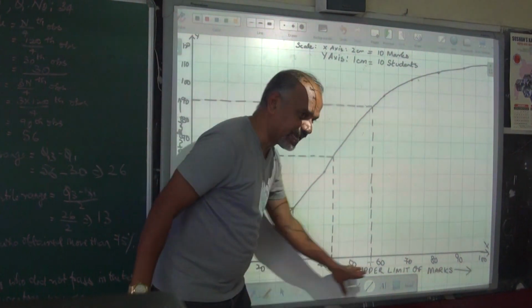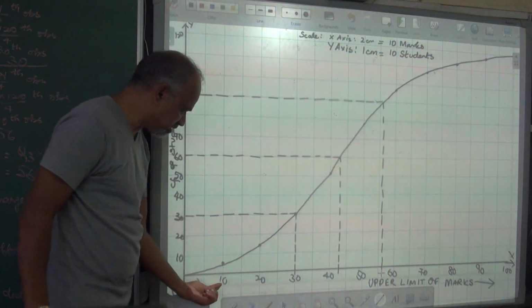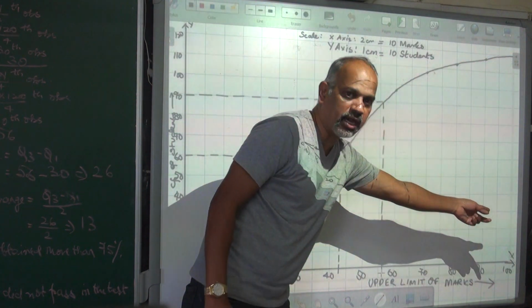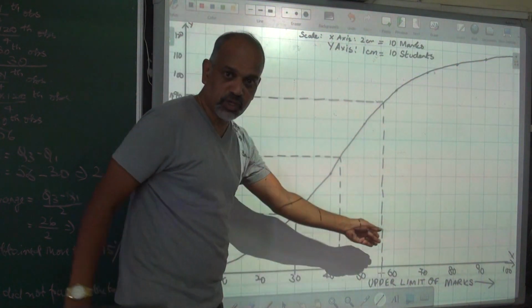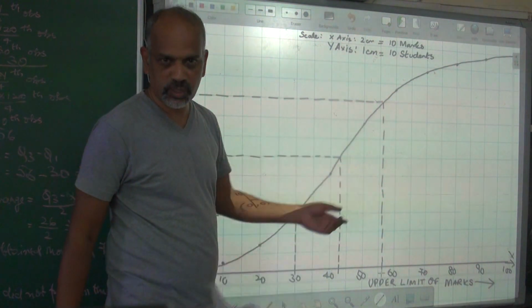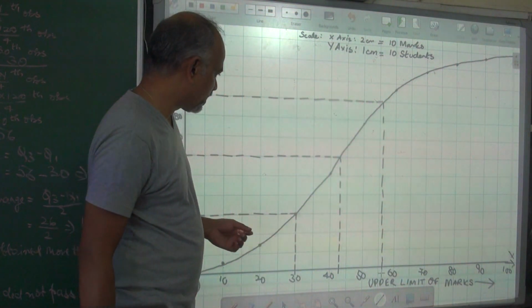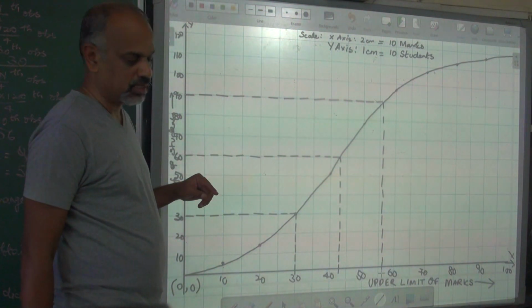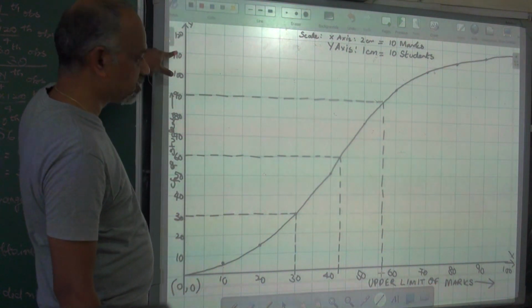Marks are on the x-axis. That means this is 10%, 20%, 30%, 40%, 50%, 60%, 70%, 80%, 90%, 100% marks. So we know the marks. How many got 75% and more is the question. And we are going to find the number of students who scored that many marks. So the number of students is on this side.